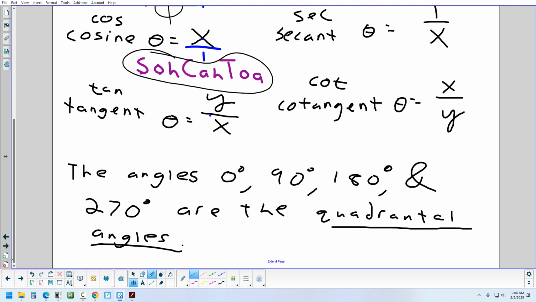Okay, as I said earlier, those are the easiest angles. Well, those are the easiest coordinates that we're going to work with all week. The coordinates all have 0s, 1s, and -1s. From there, the coordinates get a little harder.